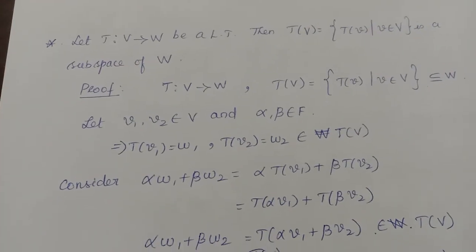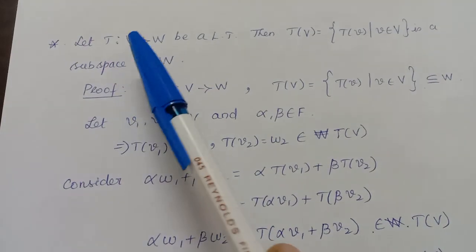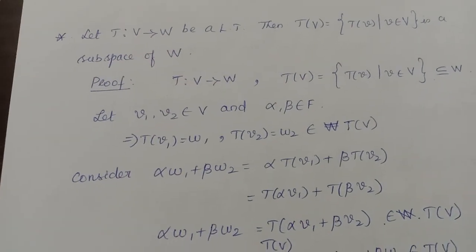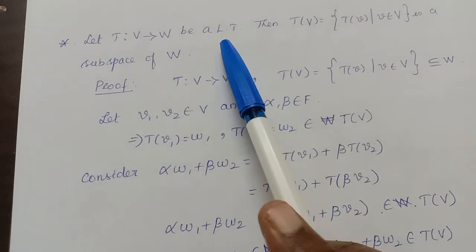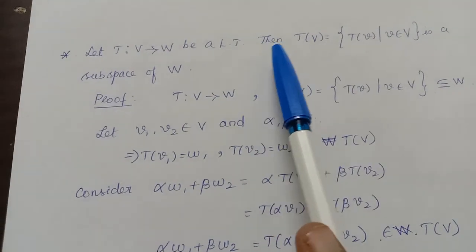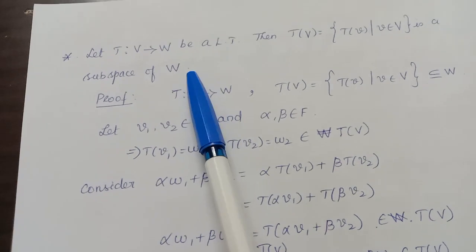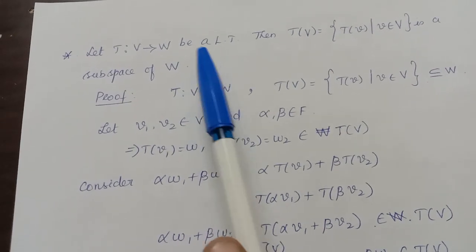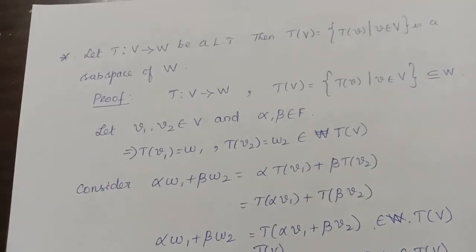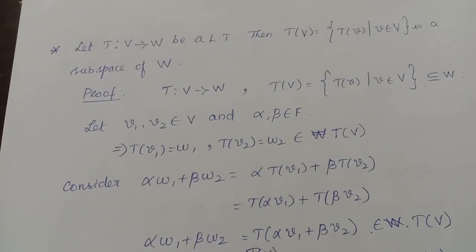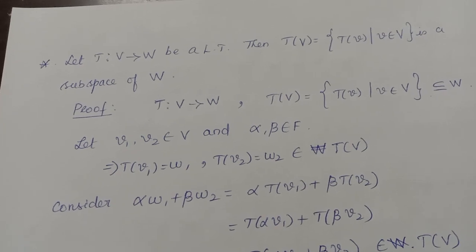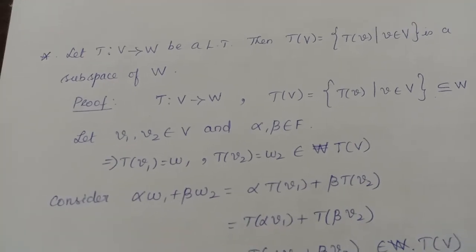Okay. Then next one, let T be a mapping from V to W. Let it be a linear transformation. Then what we have to prove? T of V is a subspace of W. This is a result that we are going to prove. T from V to W is a linear transformation. I have to prove the image, that is T of V, the image space, is a subspace of W.